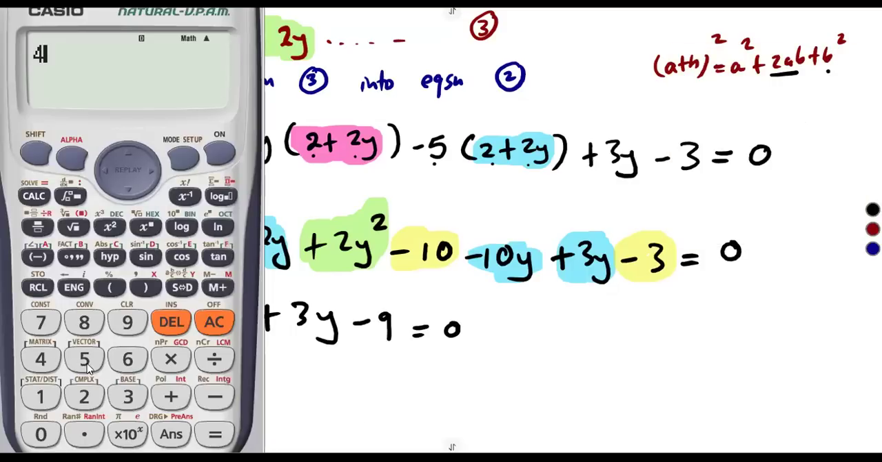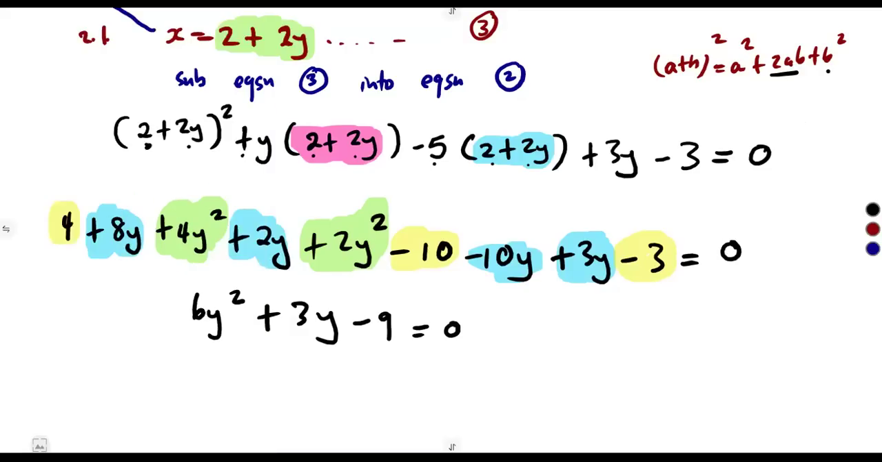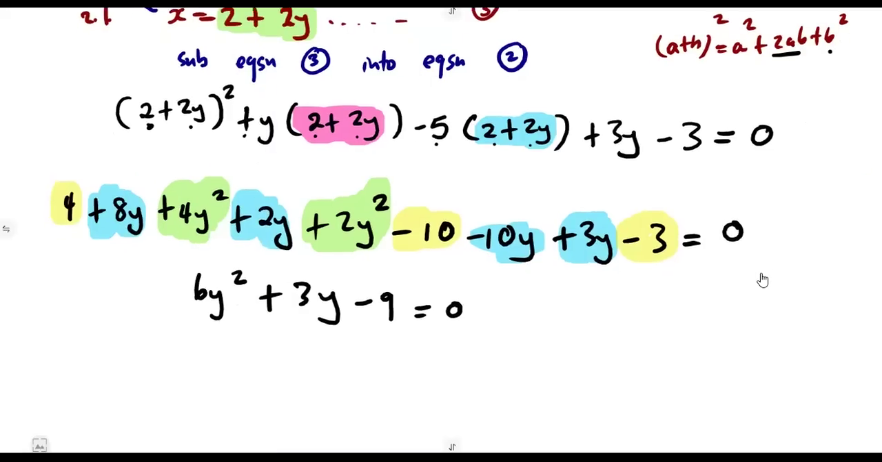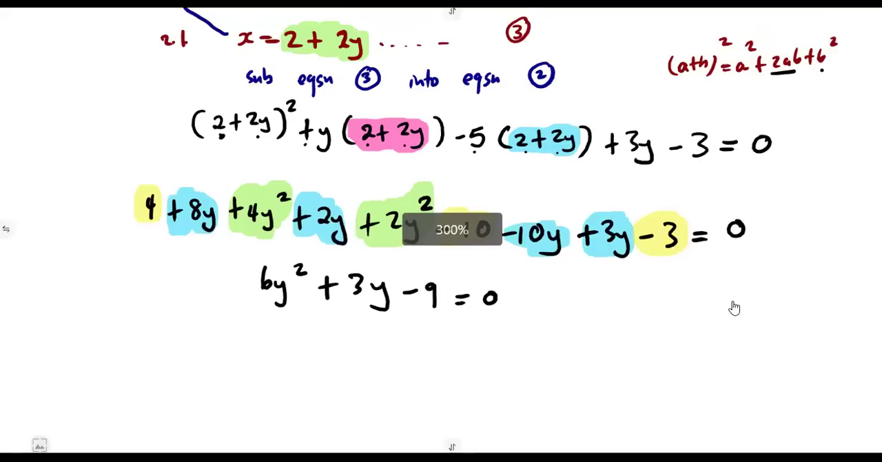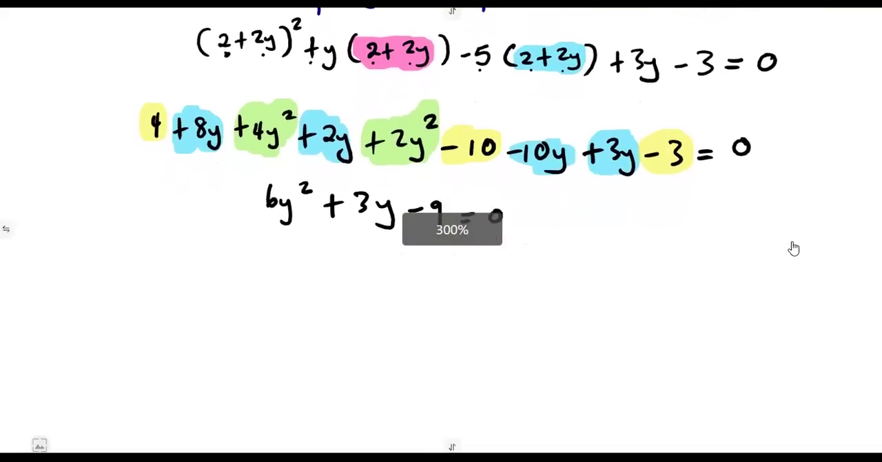So you said 4 minus 10 minus 3. So it will be what? Negative 9, and that's equal to 0. So, guys, this is our equation. As we can see, we've got a quadratic equation. We can even reduce this equation, guys.